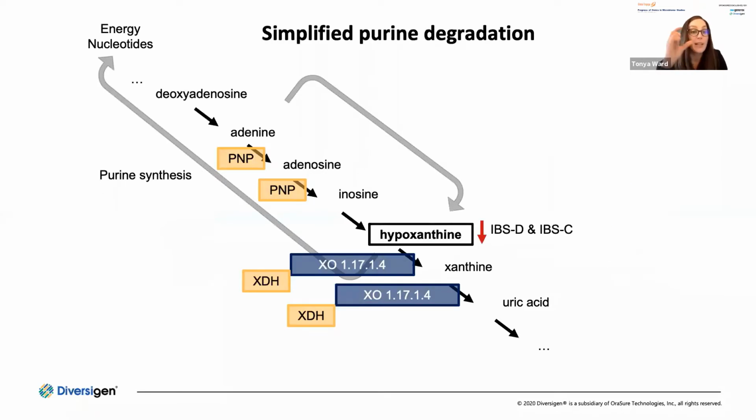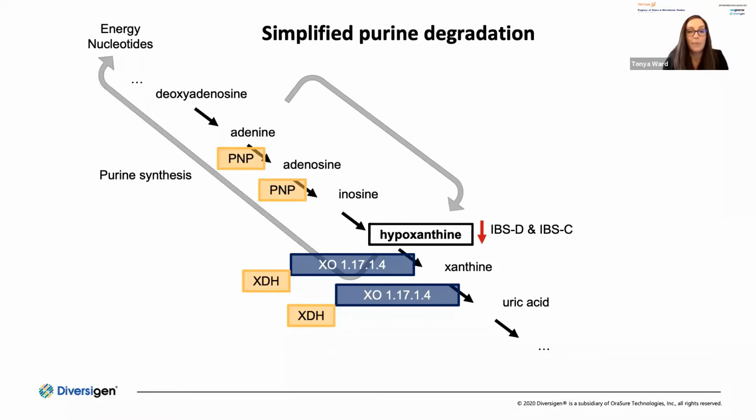So we know that the hypoxanthine is decreased in the stool via metabolomics in IBS and IBS-D. We know that the gut microbiome has an increase in the amount of genes for xanthine dehydrogenase. We also know that the host, so intestinal epithelial cells, have an increased amount of PNP being transcribed and also an increased amount of xanthine dehydrogenase being transcribed. So if we put this all together, we actually have a potential new target pathway for treatment of IBS.